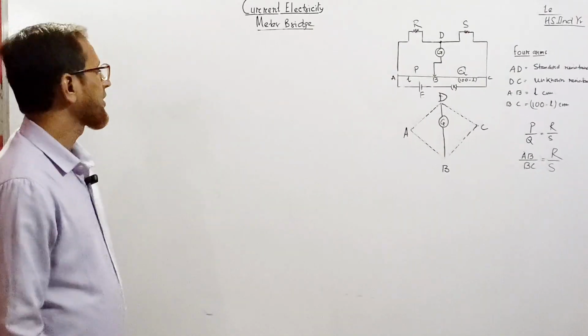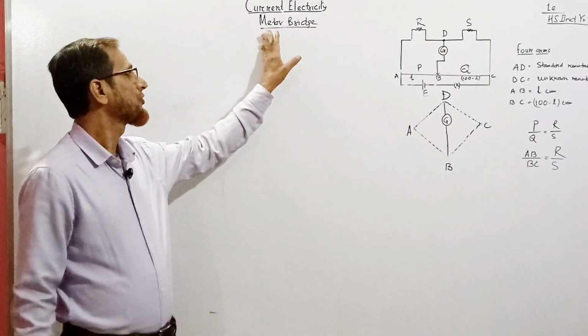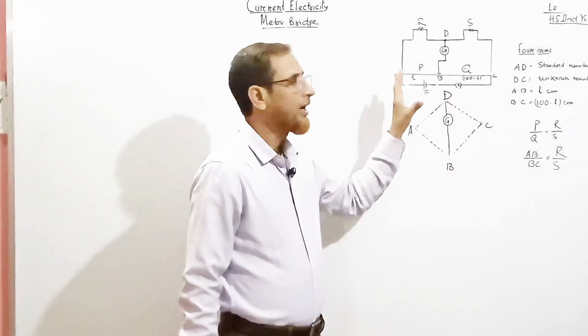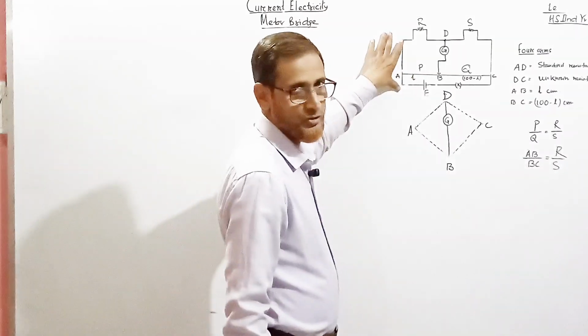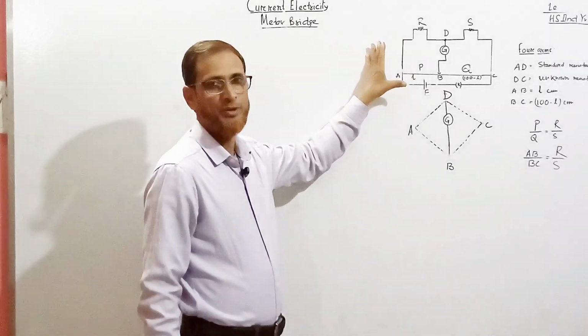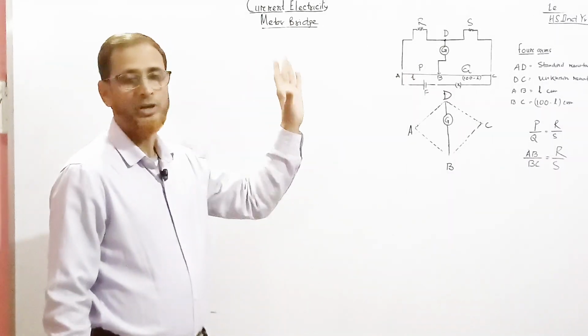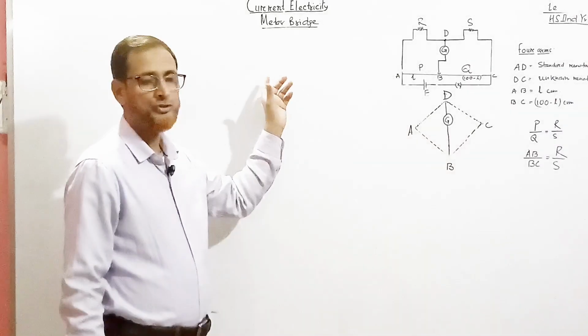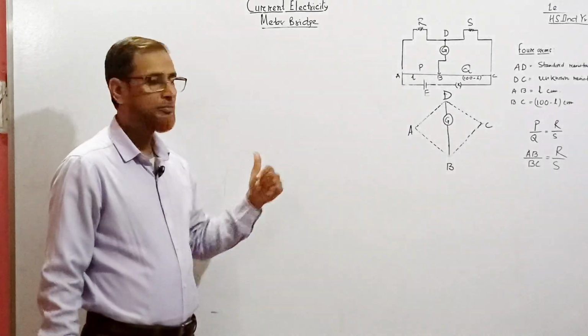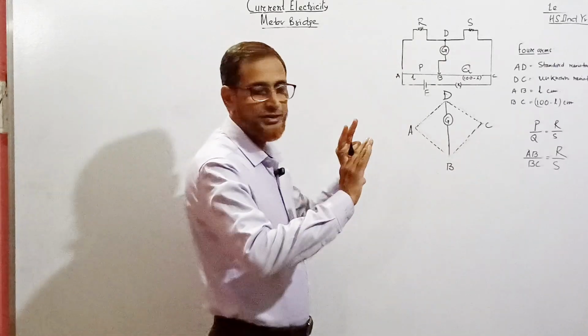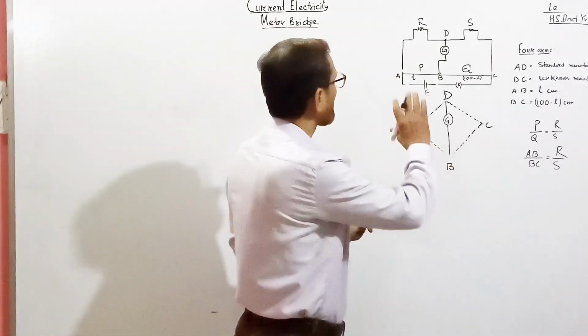Class is on electricity and the topic is meter bridge, which is a very simple topic. Here I have drawn a meter bridge, which is nothing but the application of the Wheatstone bridge principle, where there were four arms and the four arms' ratios are the same. In my previous class I have already mentioned this. So in a very simple way, let me explain what a meter bridge is.